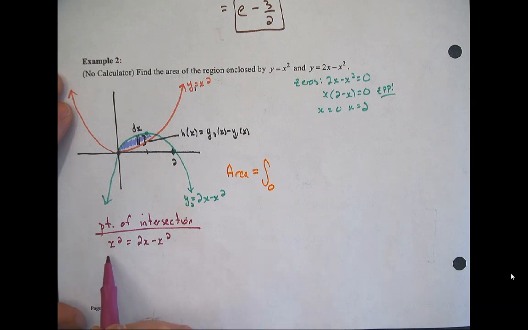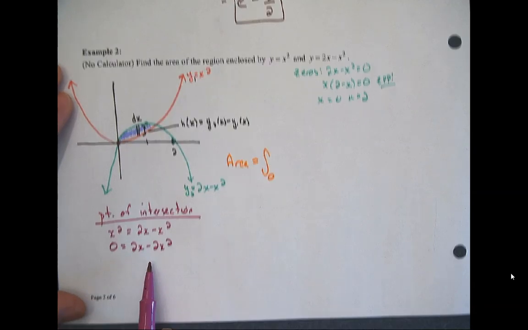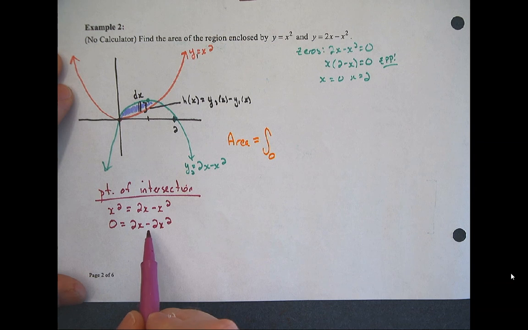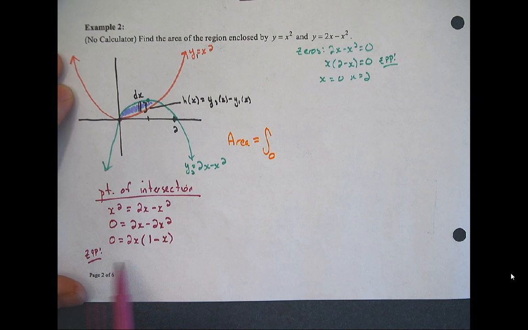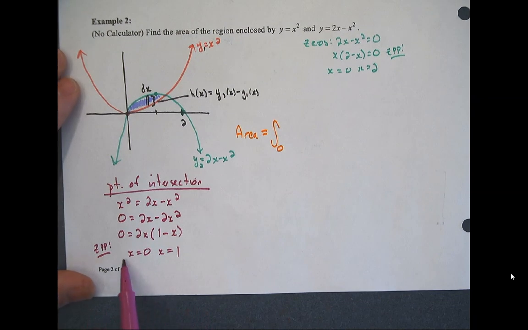I would add this across. Actually, I'm going to go this way. Solve this by factoring out 2x. That's 1 minus x. Zero product property, I get x equals 0 and x equals 1. So these now are my points of intersection.